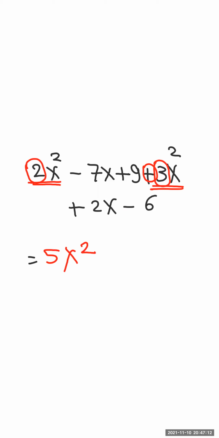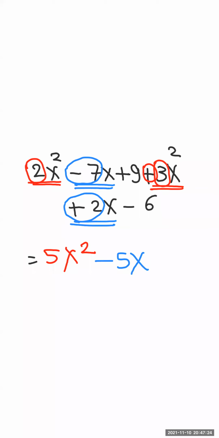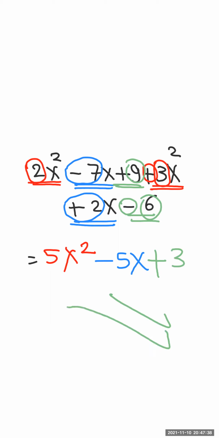Then the next term, negative 7x and 2x. So here, negative 7 plus 2. So it will be negative 5x. Then the last two terms, okay, which is plus 9 minus 6. So 9 minus 6 is 3. So it will be plus 3. That's it. Okay, guys, clear?